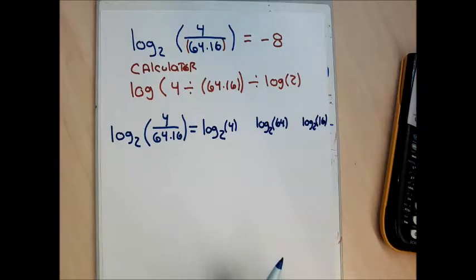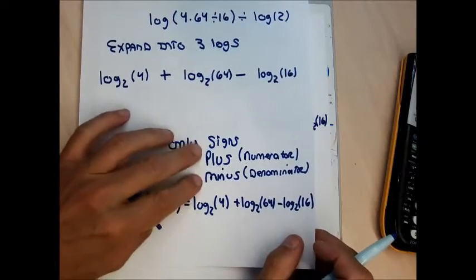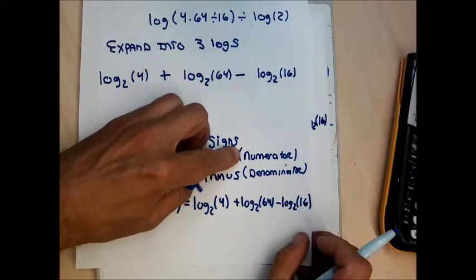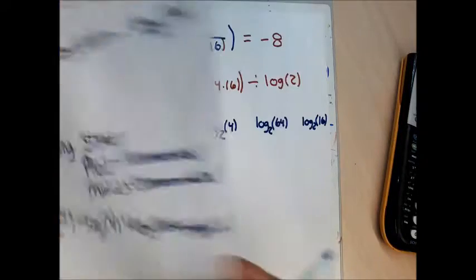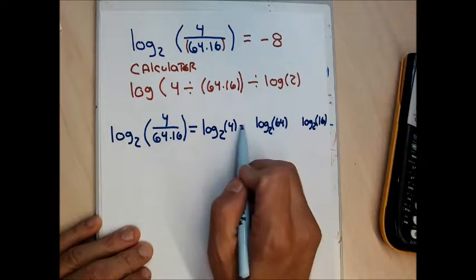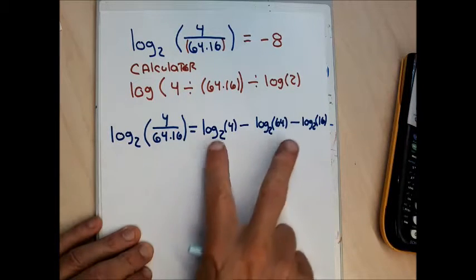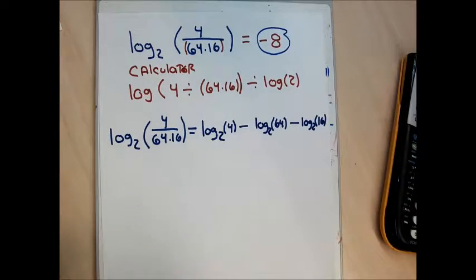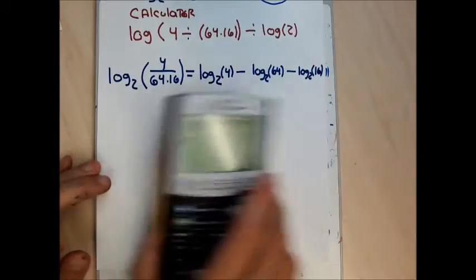What signs go between the logarithms? The only signs that are allowed between the logarithms are pluses and minuses. You get a plus if a number's in the numerator, a minus if a number's in the denominator. Both the 64 and the 16 are in the denominator, so preceding those logarithms, I get minuses. I claim that these three, if I do these on my calculator, are going to give me the same -8, and let me show you that that actually works.